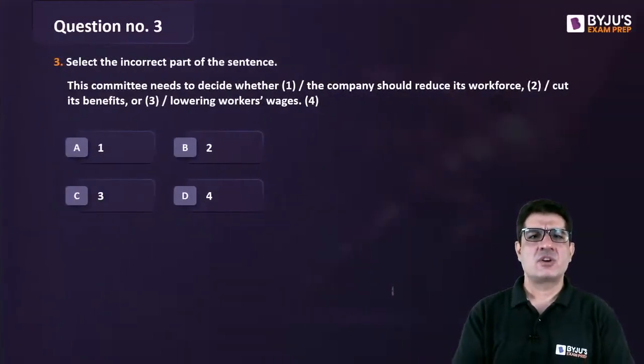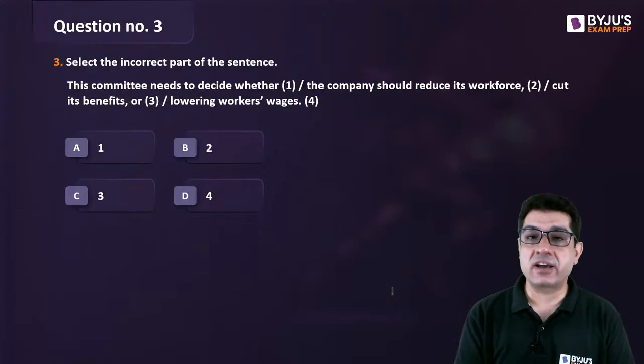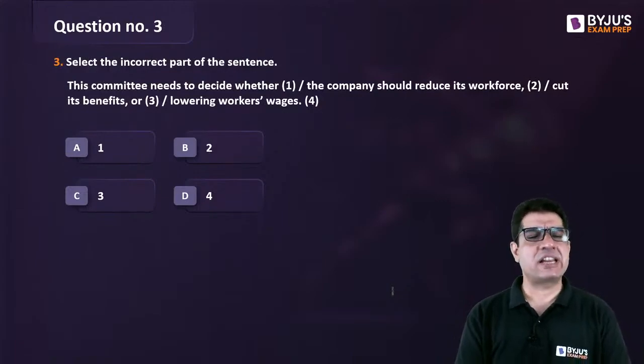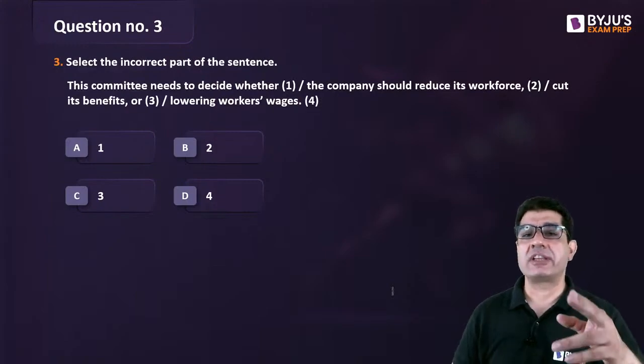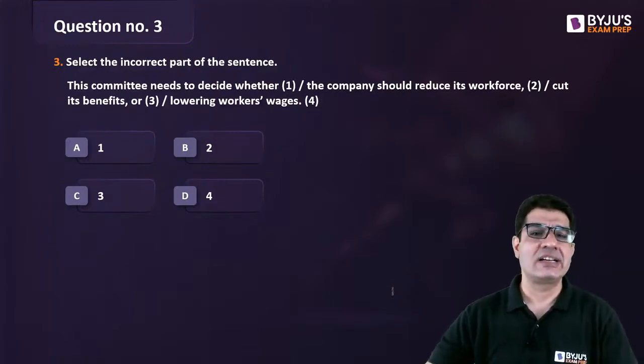Next one. Question number 3, select the incorrect part of the sentence. So you have a sentence divided into 4 parts. One of these 4 parts has an error. Your job is to figure out that part and mark that as your answer.